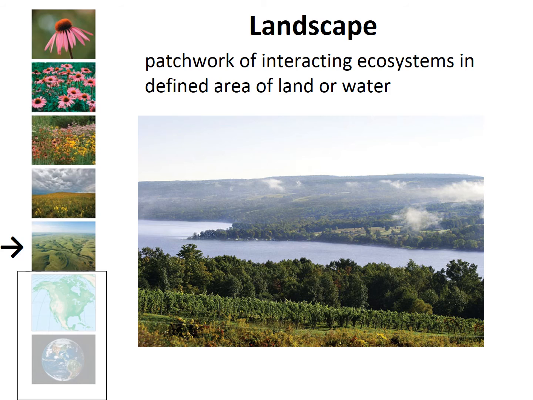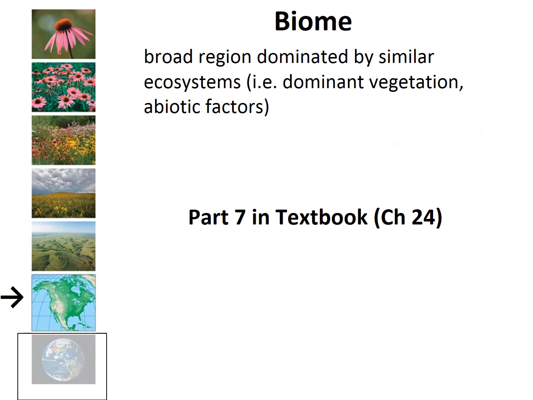Landscape ecology is going to literally expand our view geographically, not looking at just one particular type of system, but looking at the systems adjacent to it that interact with it. So it's a patchwork of interacting ecosystems in a defined area of land or water. At the biome level of ecology, we are again expanding our view geographically, looking across the planet and linking together ecosystems that share similarities in terms of dominant vegetation and abiotic factors like climate and similar geology. This is covered in part 7 in your textbook, specifically chapter 24.